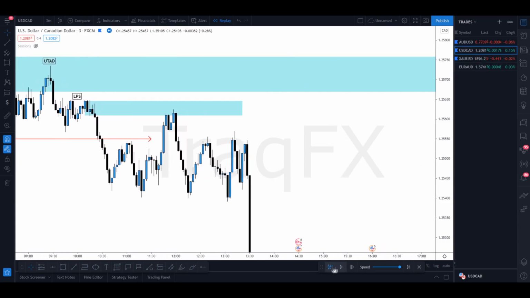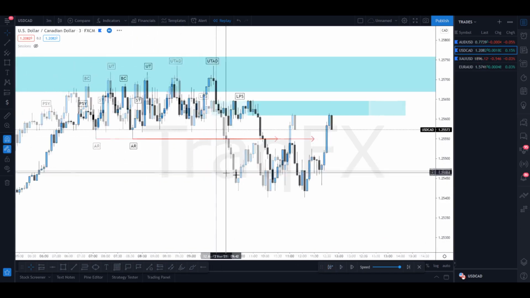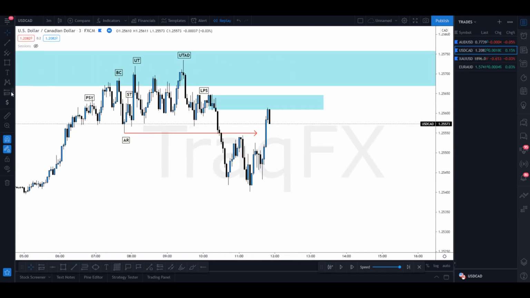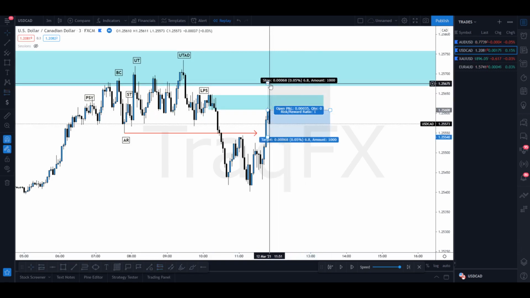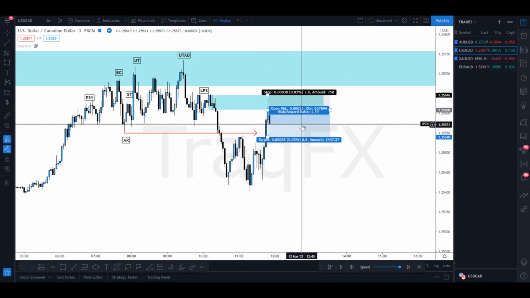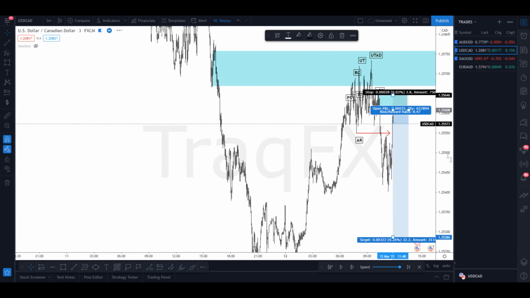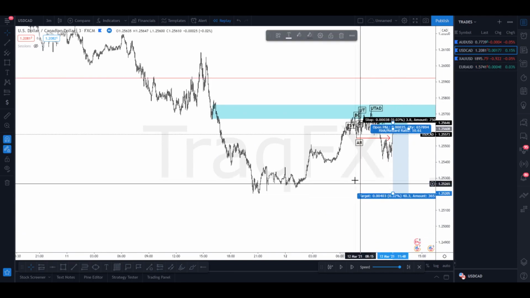Let's see what the market did. Well, we already saw what the market did, but yeah. So at this point, what did it do? It comes back into our LPS, perfectly taps us into the LPS, and then from here we have a 3.8 stop loss, and TP would just be the next 1 minute low. So that could be over here.